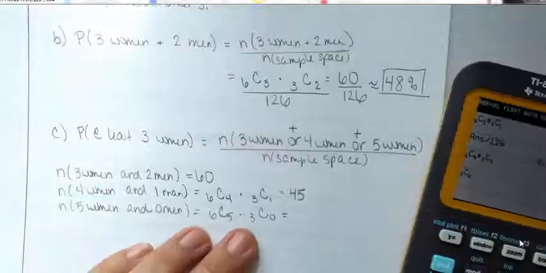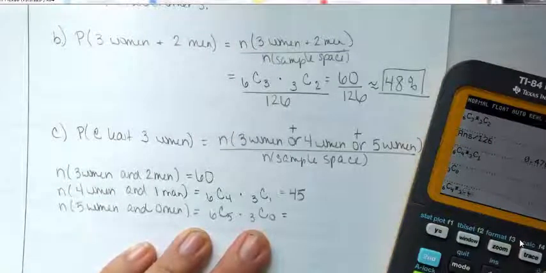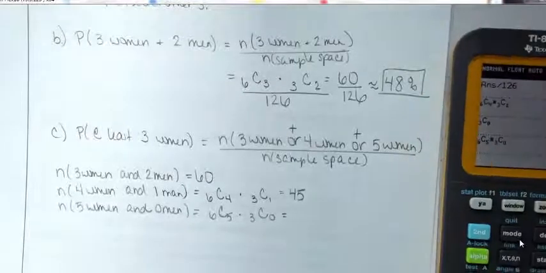Okay. So for this one, I'm going to go back up here. I'll use that same information. 6 choose 5. And now really that's just 1, but since I already had it, that's 6.